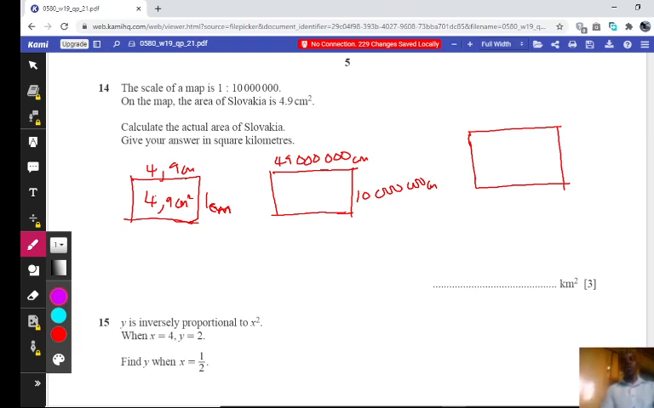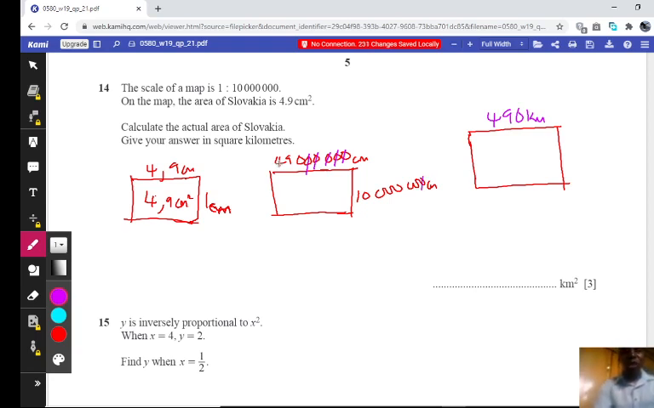How do you convert to kilometers? First, you convert from centimeters to meters, then from meters to kilometers. How? First, from centimeters to meters, you divide by 100. So you can cancel these two zeros. Then they are now meters. From meters to kilometers, you divide by 1000. So you cancel three zeros. So it will be 490 kilometers.